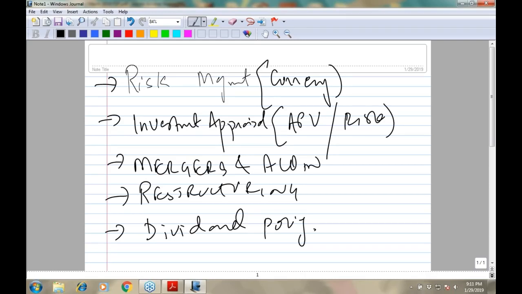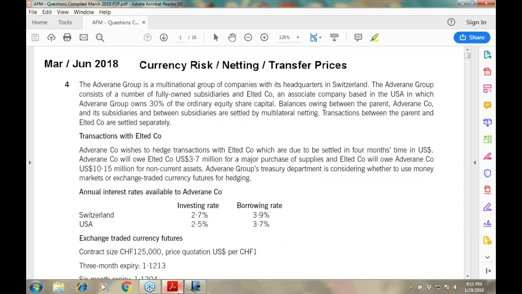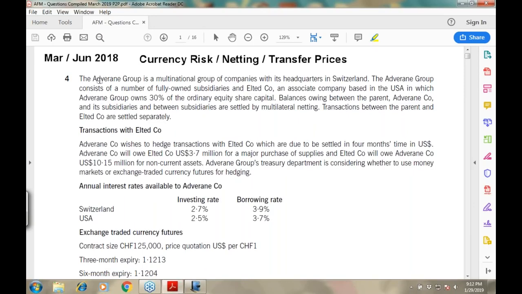Anyways, let's start off. I think everybody can access the handout section. So let's just start off. We are going to start with this question, which is a March-June 2018 exam question. The question is about currency risk, netting, and transfer pricing. The name of the question is this.